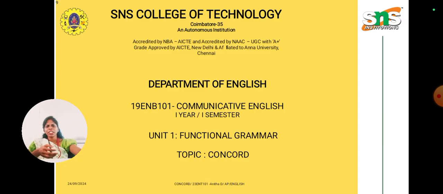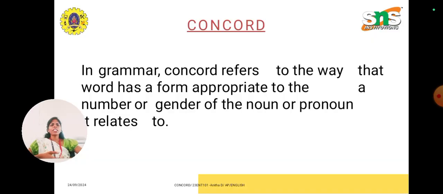So let's get into concord. In grammar, concord refers to the way a word has a form appropriate to the number or gender of the noun or pronoun that it relates to. So, types of concord in English grammar. What are those? There are 7 different types of concord in English grammar. Here are the ones you are most likely to come across, with an example to demonstrate how they operate.